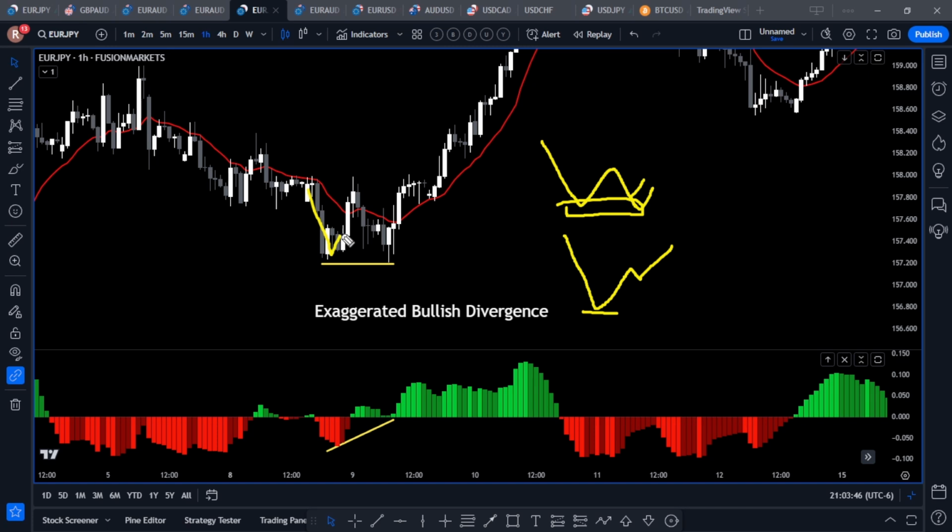So we've got this low followed by a similar low. And on the MACD, we've got a low followed by a much higher low. We have that exaggeration in there. Now, this is not one that comes up a lot. You're not going to see this an awful lot in your trading.